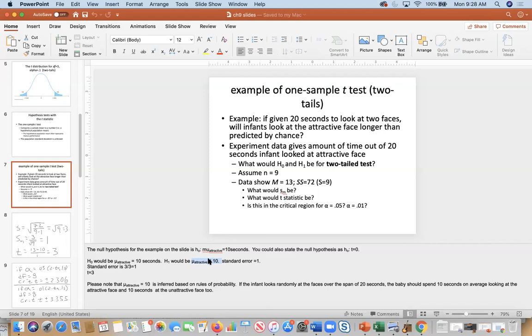In other words, we've got one critical region in the right tail, and we have another critical region in the left tail. And if our test statistic, T, lands in either of those two critical regions, one in the left tail or one in the right tail, then we are going to side with the H1, the research hypothesis, the alternative hypothesis. We'll decide that this is correct, that the baby is not looking at the attractive face for 10 seconds. They're looking at it for either significantly longer or significantly less than 10 seconds.